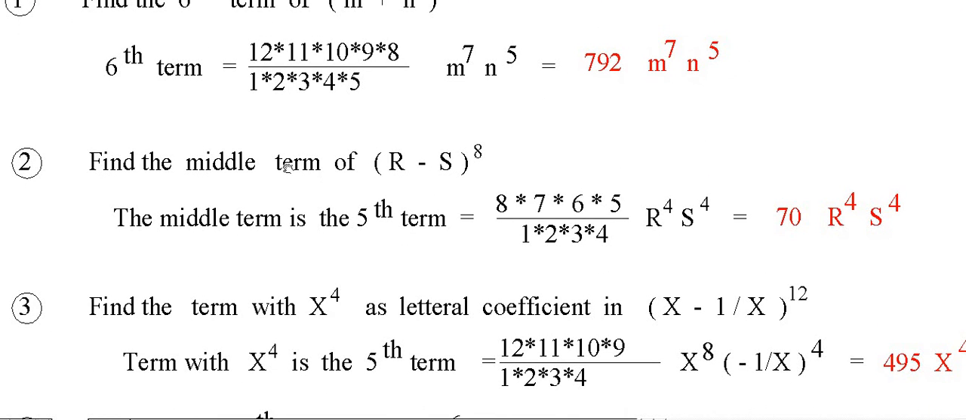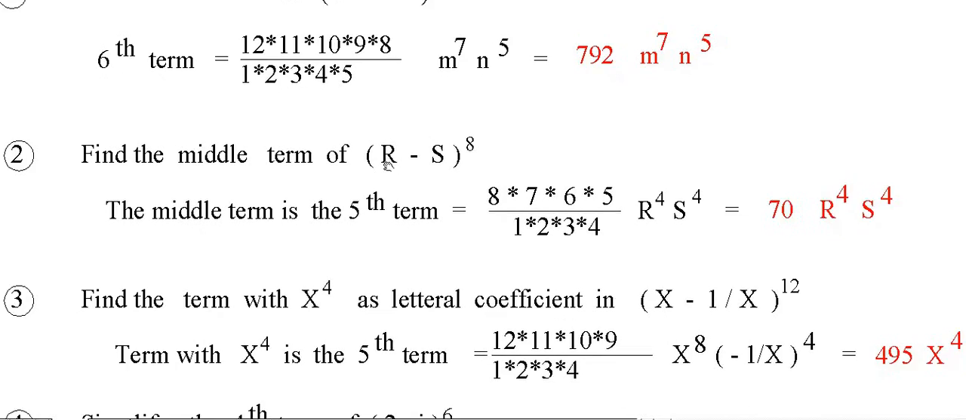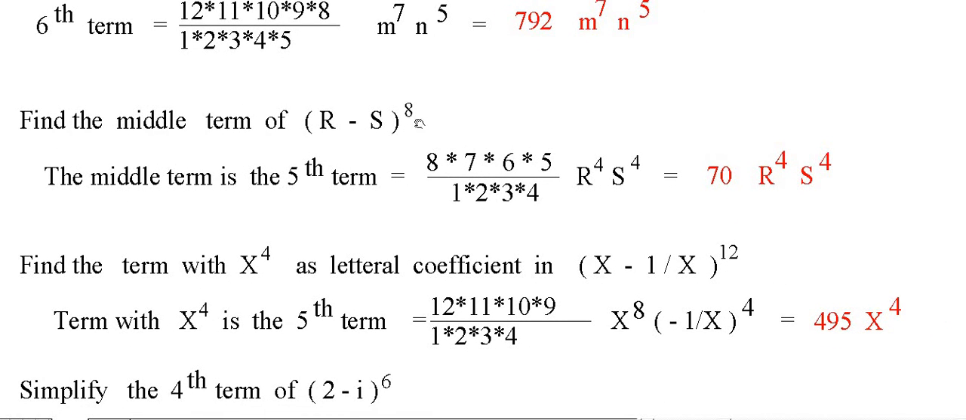Next problem. Find the middle term of r minus 8 s raised to the 8th. Because there are 9 terms in this expansion, the middle term is the 5th. In the fifth term, the exponent of the second literal coefficient is 4. Then r must also be 4 because the original exponent is 8. The sum of these must be 8.